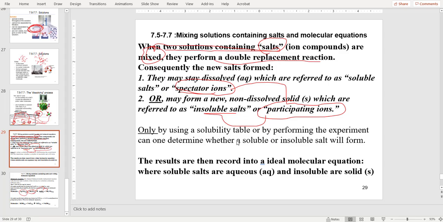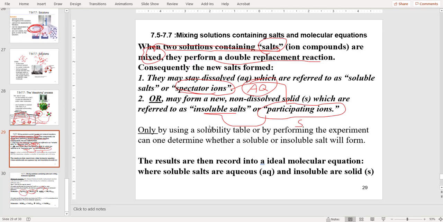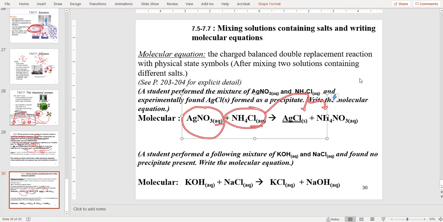Now those results, we will summarize spectator ions as aqueous, and participating ions we will summarize as a precipitate, which is an S for solid. Those are going to be recorded in the final equation. The final equation for a solubility reaction is going to be called a molecular equation. So let me just go ahead and erase this really quick.